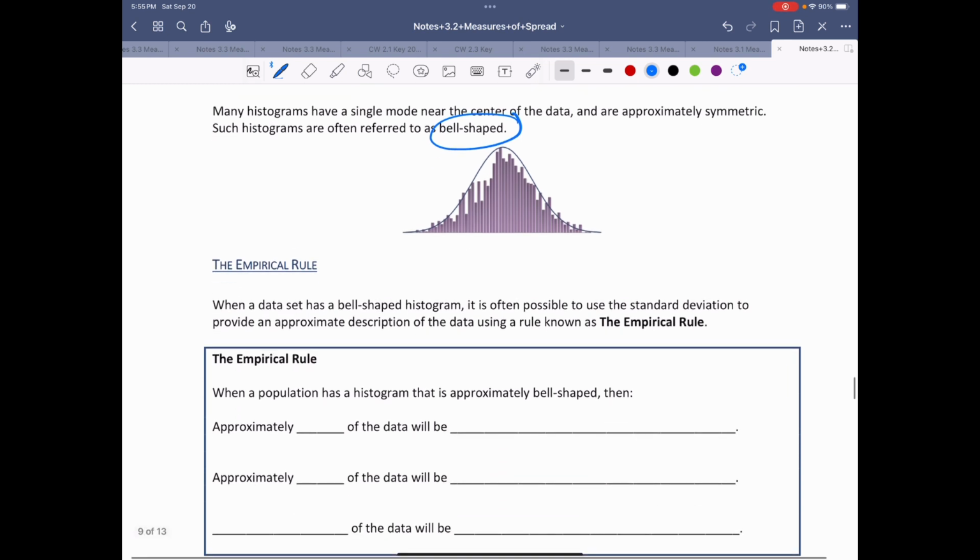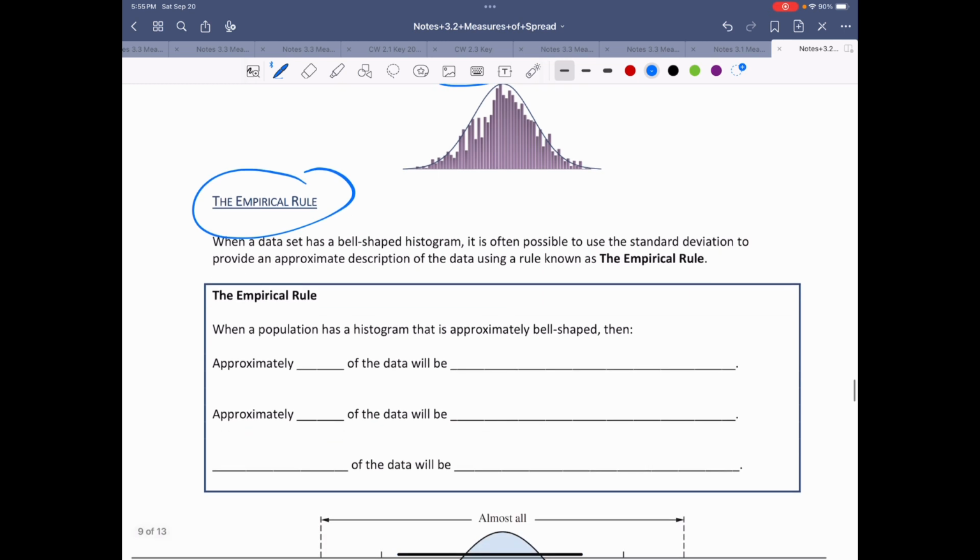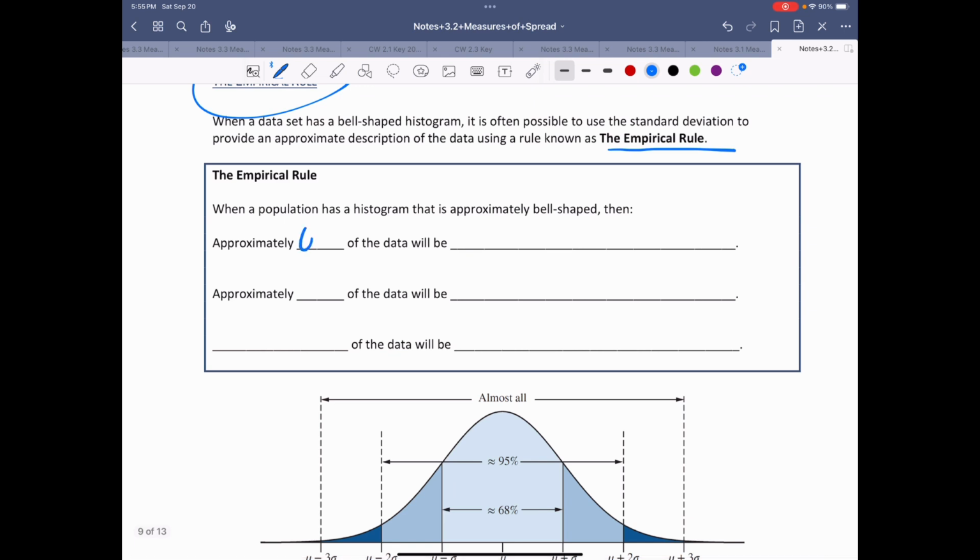And we're going to talk about the empirical rule. When a data set has a bell-shaped histogram, it's often possible to use a standard deviation to provide an approximate description of the data using a rule known as the empirical rule. And here's what the empirical rule tells us. It's a real important rule from statistics. When a population has a histogram that's approximately bell-shaped, then approximately 68% of the data will be one standard deviation from the mean.